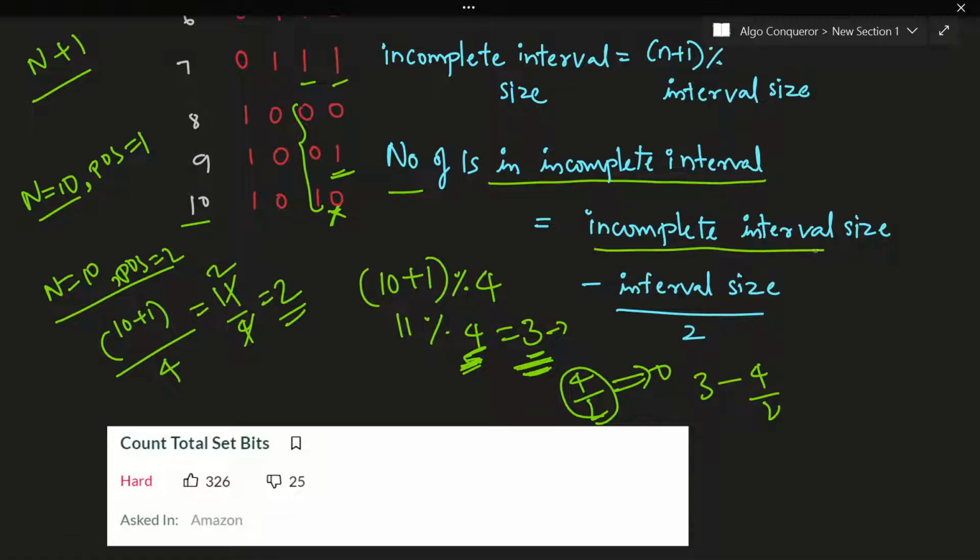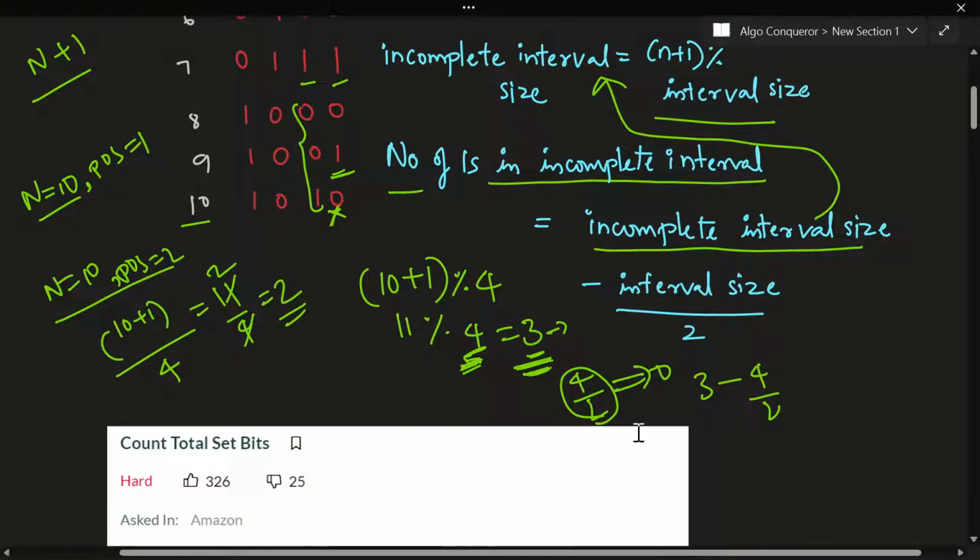This is nothing but the remainder. This and these are the same. The remainder minus interval size by 2 will give you the number of ones in an incomplete interval. So we have seen a lot of concepts here. I hope you did not get confused.